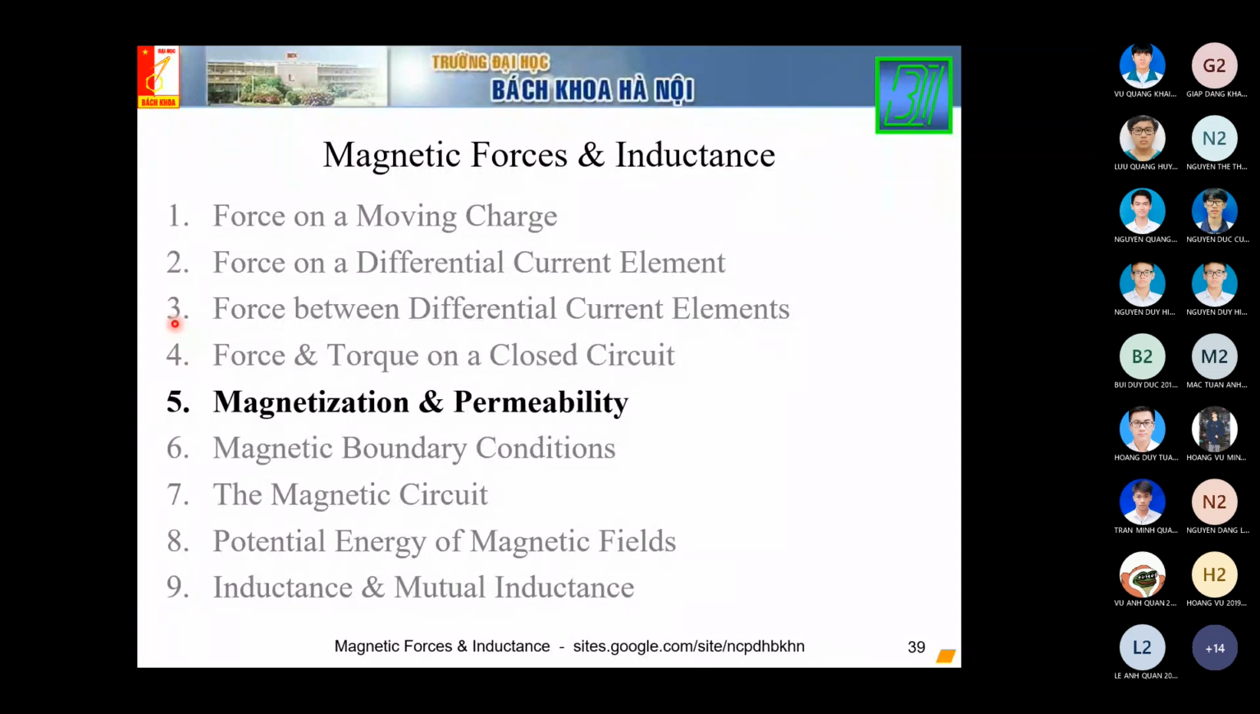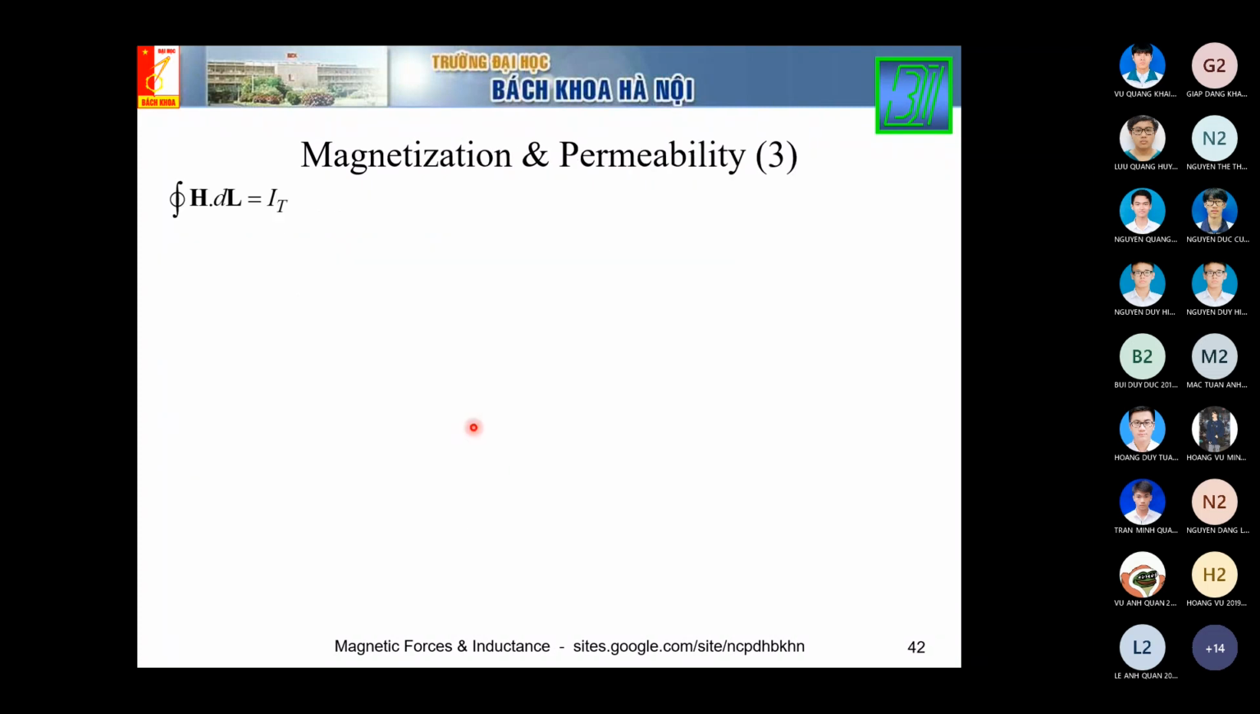We are in the middle of this chapter about magnetization and permeability. In this session, we try to figure out the new relationship between H and the magnetic flux density B. We don't have much time, so I will come directly to that new relationship.